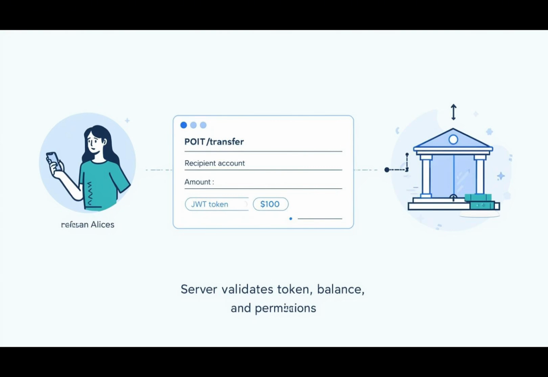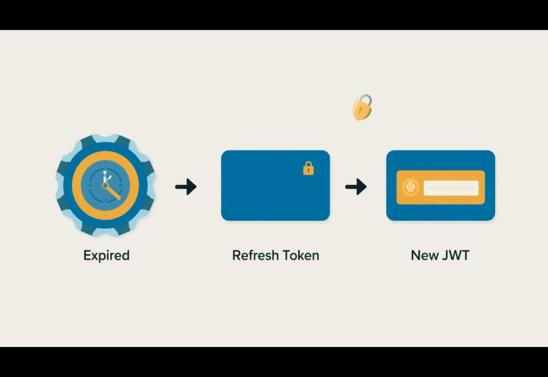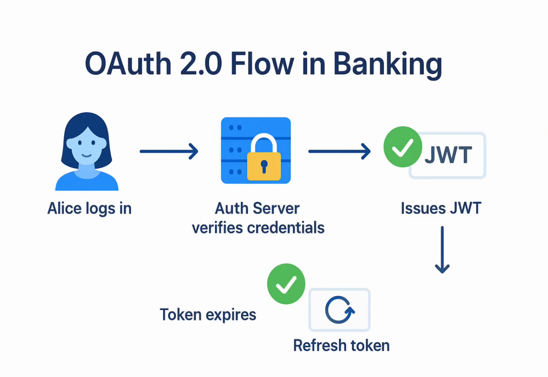But what if the token gets old? Every JWT has an expiration time. This limits how long it can be used, which keeps accounts safe. When the JWT expires, the app uses a special refresh token to ask the authentication server for a new JWT. This way, Alice doesn't have to log in every single time, but her account still stays secure.